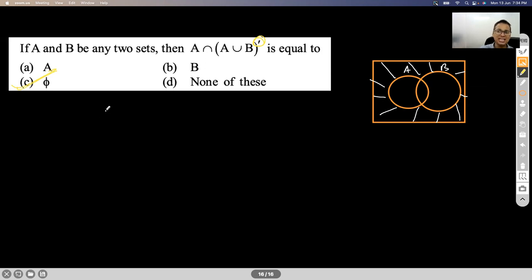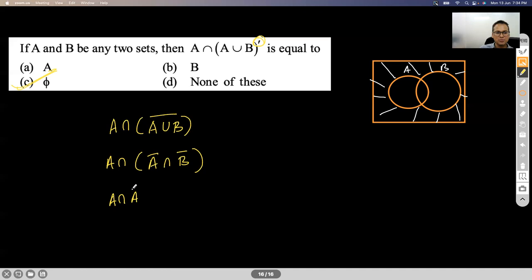So Venn diagram sometimes works miracles when you're solving the question. Sometimes it may not. So use whichever is more convenient at that particular point of time. Now let's see if I want to solve this by using my laws of sets. I can use my De Morgan's law here. So it's A intersection A complement intersection B complement. If I apply my distributive property of intersection over intersection, what do I realize? This is a null set. Which law?